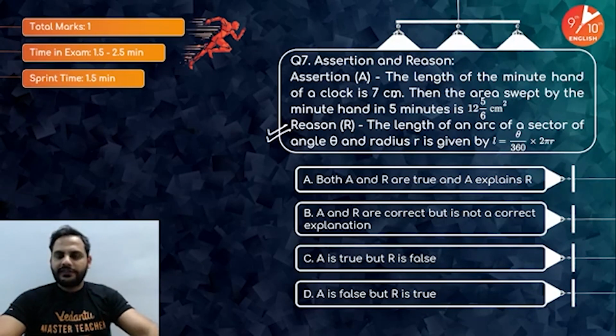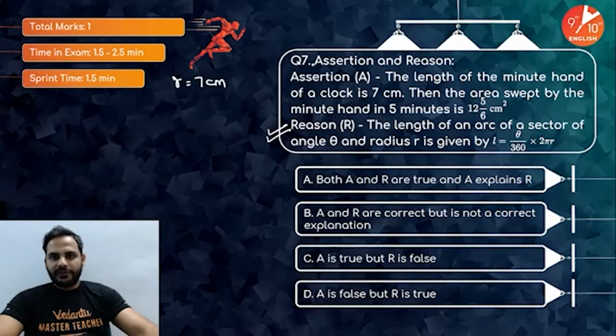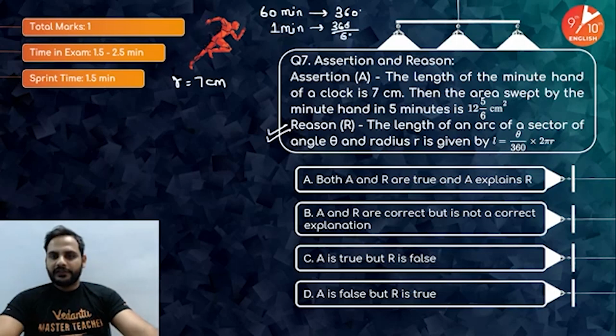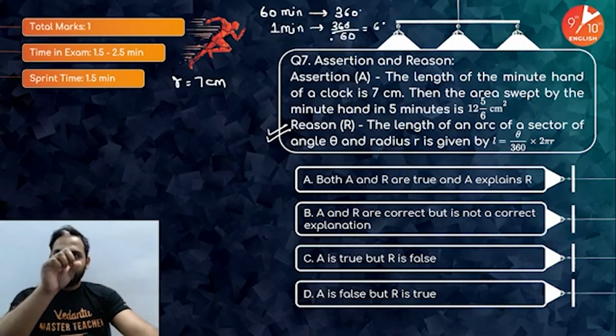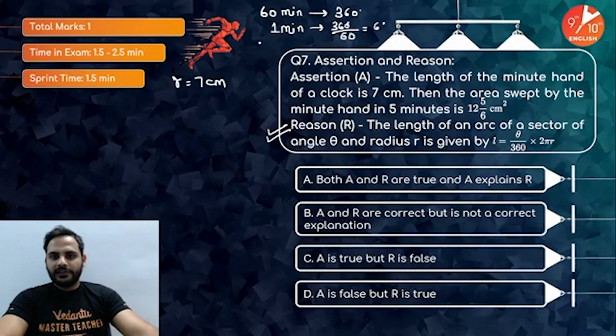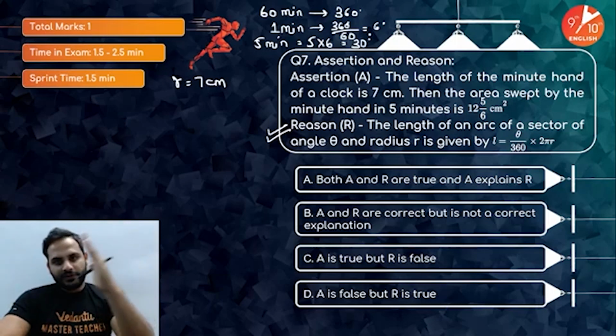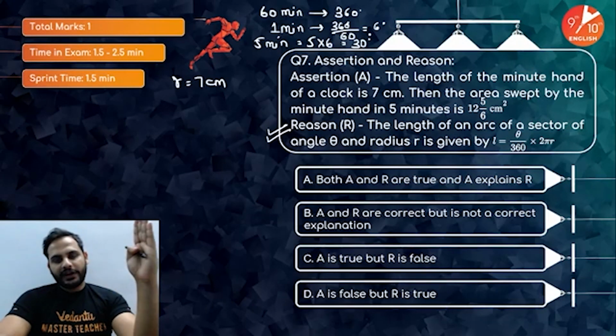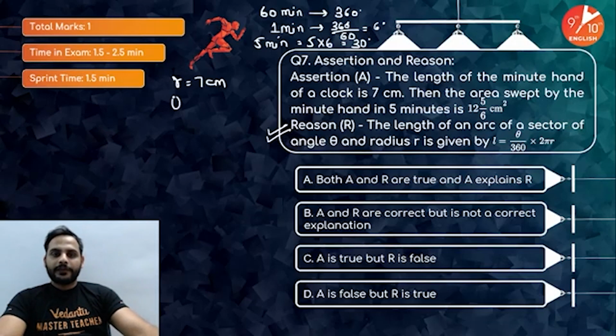Now in the assertion, the length of the minute hand is 7 centimeter, so the radius is 7 centimeter. Area swept by the minute hand in 5 minutes. So look, we know in 60 minutes the minute hand covers 360 degrees. So in 1 minute how many degrees will it cover? In 1 minute it will be 360 by 60, which is 6 degrees. Every minute the minute hand rotates 6 degrees. So in 5 minutes how much will it rotate? I will say 5 into 6, which is 30 degrees. So when the minute hand moves by 5 minutes, the angle from the starting position till the end will be 30 degrees. So theta is 30 degrees.